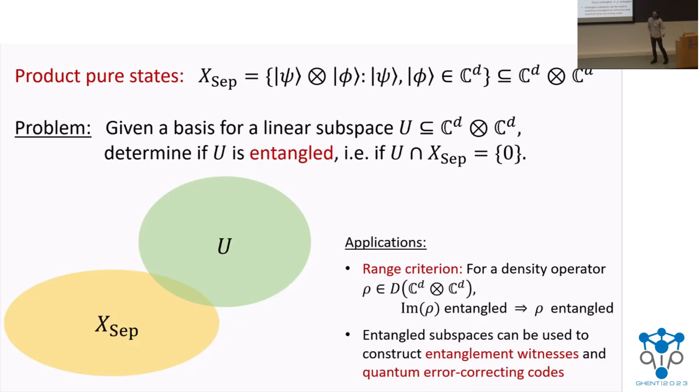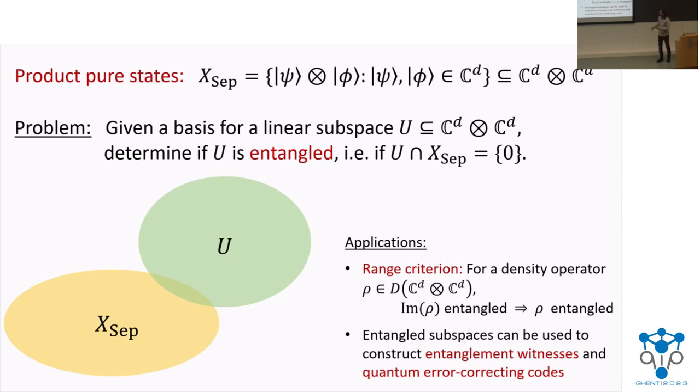Today I'm going to be discussing the following basic question. You're given a classical description of a basis for a linear subspace of C^d ⊗ C^d, some bipartite Hilbert space, and you want to determine if that subspace contains any product vectors. If it doesn't contain any product vectors, we say it's entangled. In other words, if its only intersection with the set of product vectors is just the zero vector, we say that this subspace is entangled.